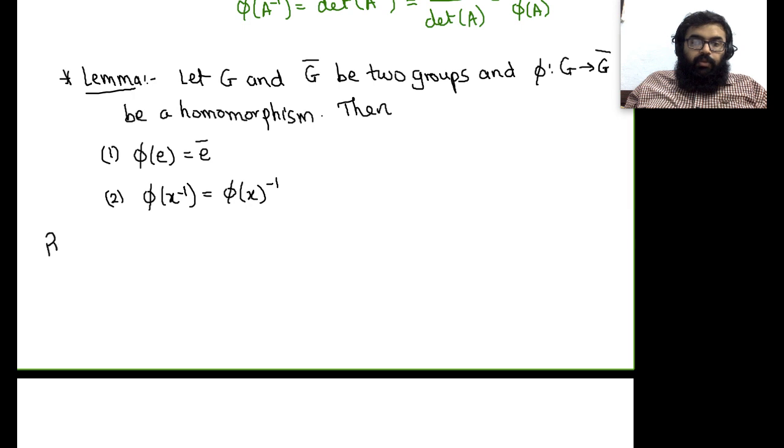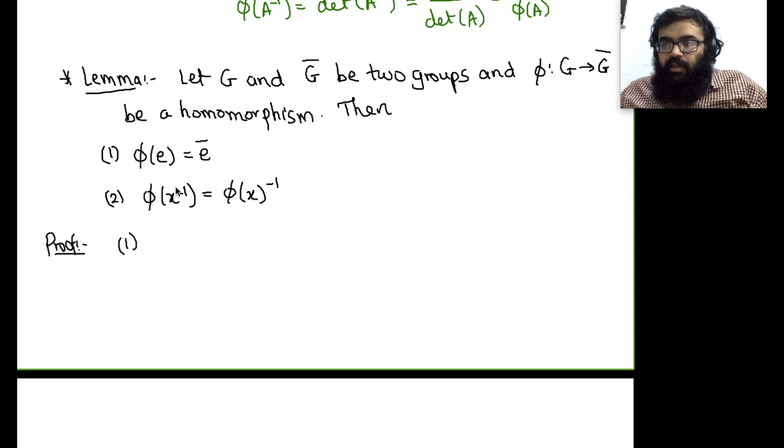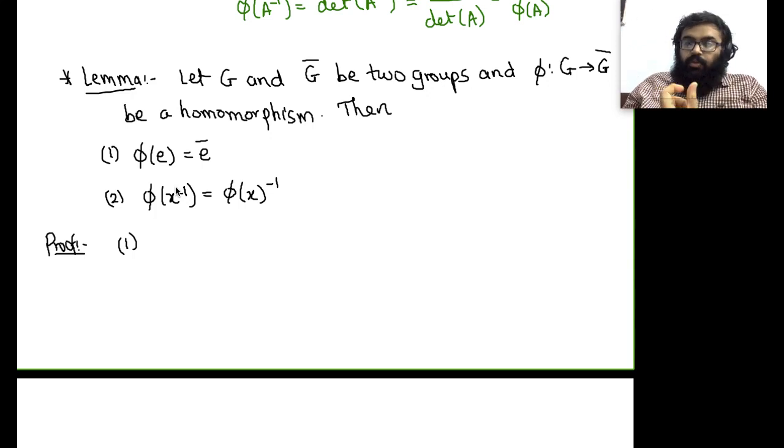But here I'll give you the proof. It was an easy exercise when the lecture was ending, so I asked you to do it yourself. First one, we want to show that phi of E equals E bar. What we are given is that phi is a homomorphism, so we have to use that property. We know it preserves operations, so take the multiplication of two elements, and one element we have to make E.